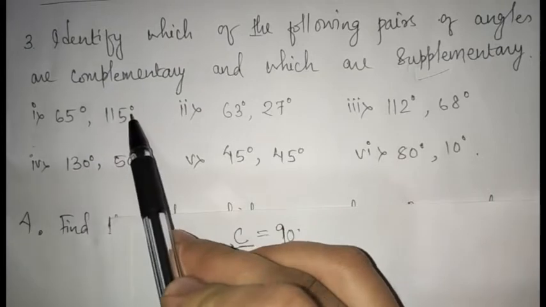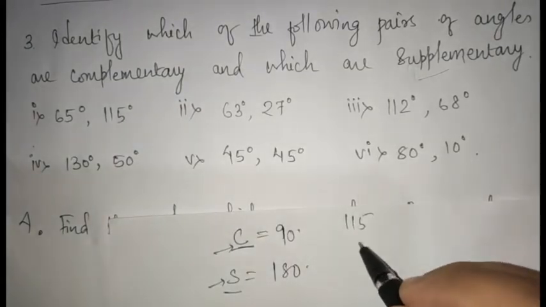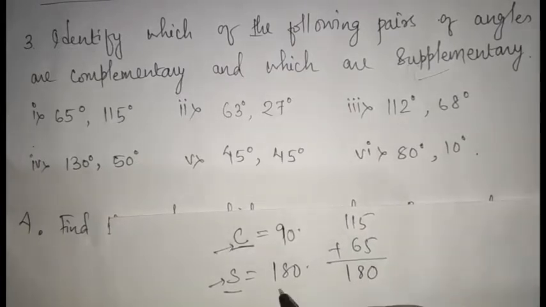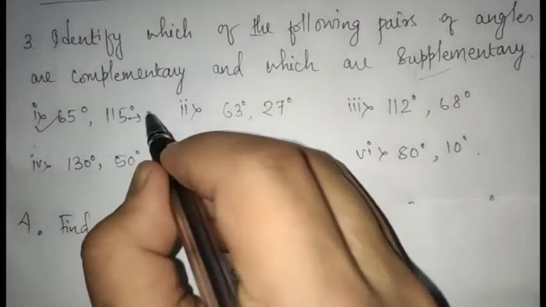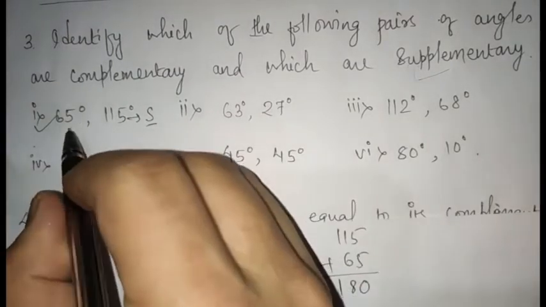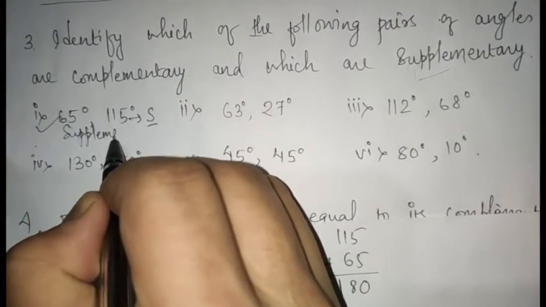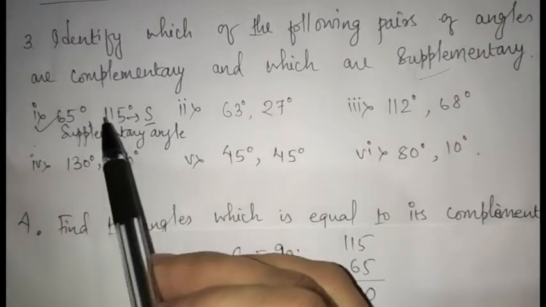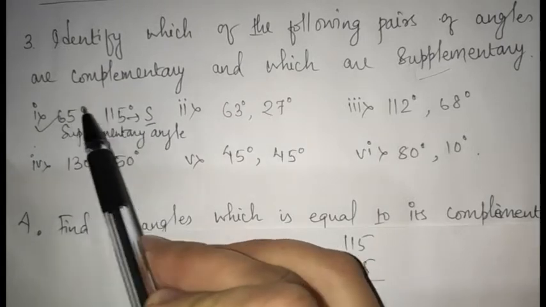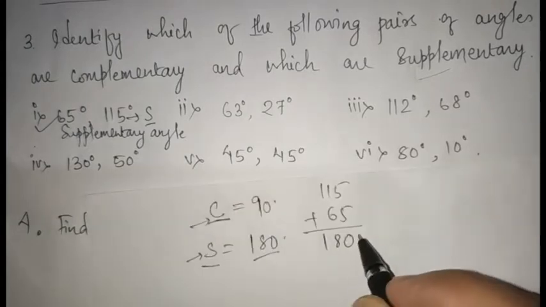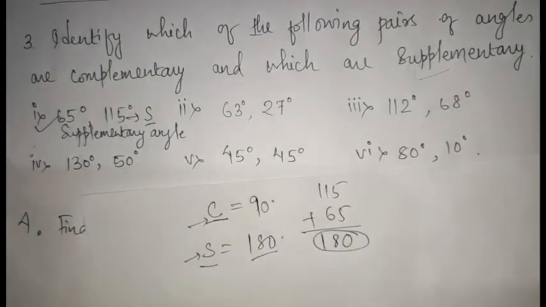Whenever you add this, 115 plus 65 results in 180 degrees, which is a supplementary angle. So write it down here as S, supplementary angle. You can write it in full also, supplementary angle. I hope you have understood why it is supplementary: when you do the sum of these, you'll get a result of 180 degrees.